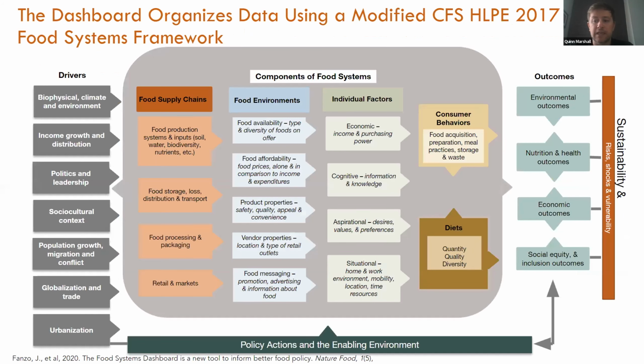This is an adapted version of the framework that we have used in the dashboard. It's a little more simple than the framework I showed you a couple of slides ago, but the idea was to include the primary food systems components. So here we have food supply chains, food environments, and consumers, as well as the major outcome areas, nutrition and environment, that's what we have currently in the dashboard. We're working towards those other outcomes that you see listed there, the economic and social equity outcomes.